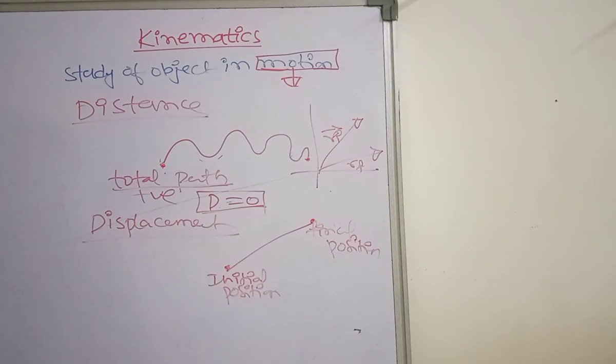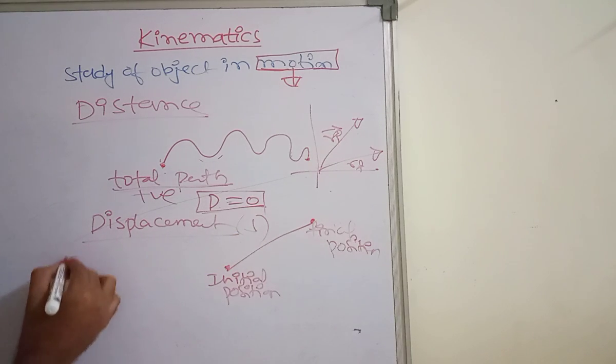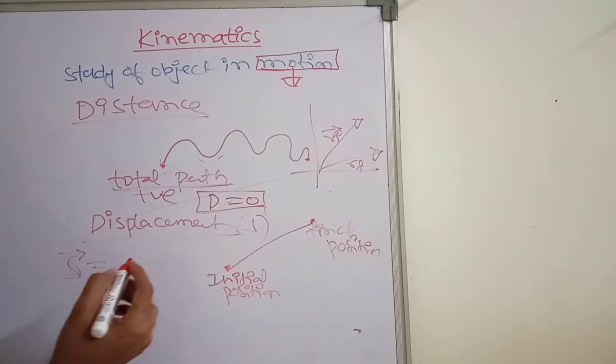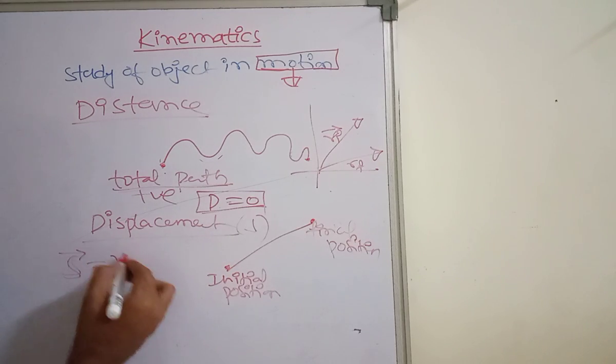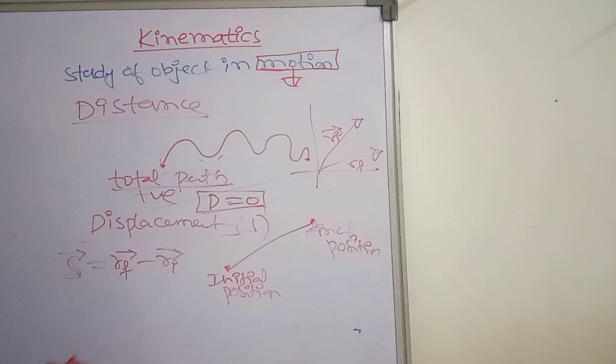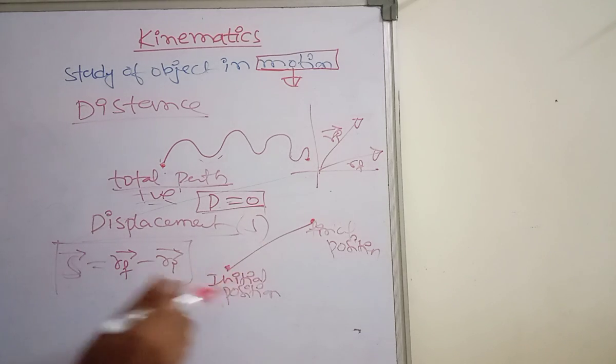How can we measure the displacement? Displacement S indicates the vector between the initial and final position. So displacement is equal to final position Rf minus initial position. Displacement can be positive or negative. Distance is always positive, but displacement may be positive, negative or zero. If displacement is 0, the object is at rest.